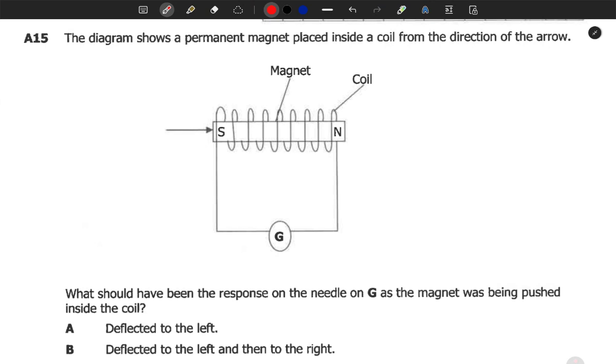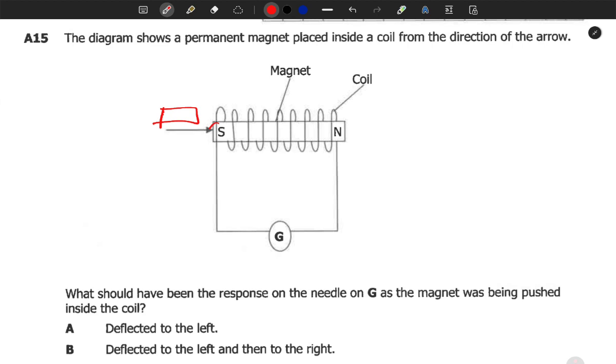The diagram shows a permanent magnet placed inside a coil from the direction of the arrow. You can see the magnet is being pushed in that direction, and we have the south pole here and the north pole here. What should be the response on the needle on G as the magnet is being pushed inside the coil? You can pause the video as always and try to answer it.